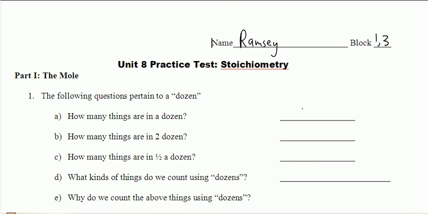How many things are in a dozen? 12 things. How many things are in 2 dozen? 2 times 12 things. How many things are in half a dozen? 1/2 times 12 things. What kinds of things do we count using a dozen? Some of those things are eggs and donuts and flowers.